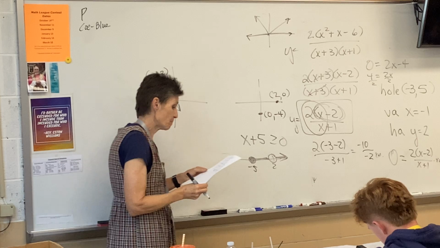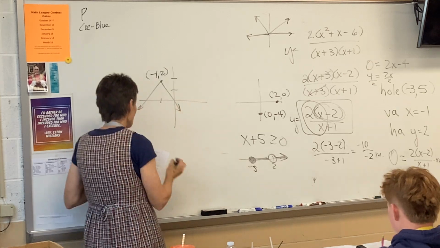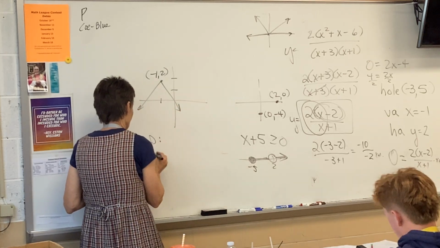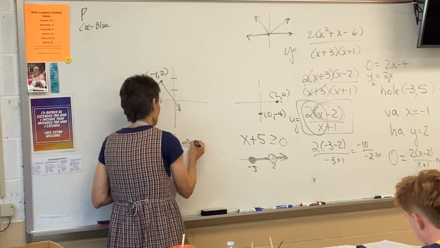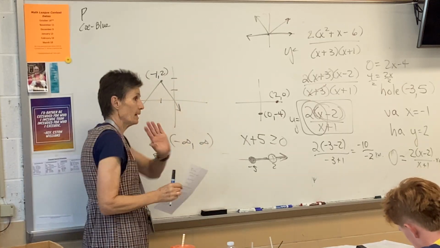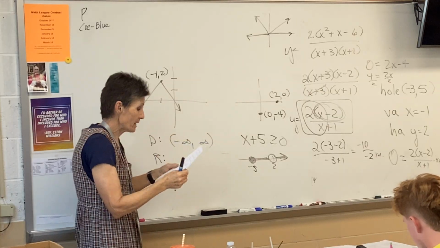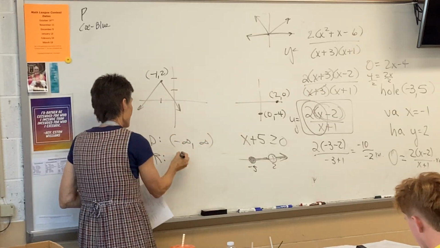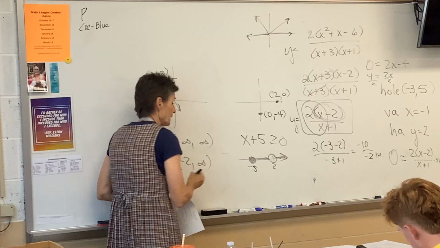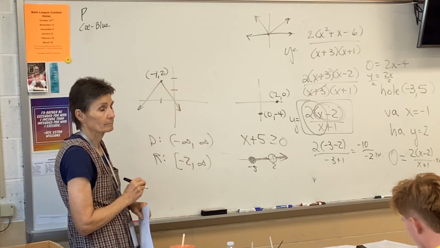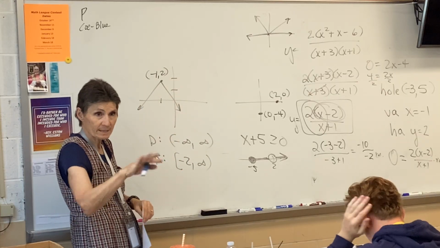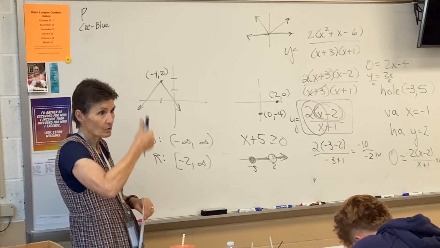All right, consider this picture. What is the domain? All of this. Everything. Left and right, forever and ever. How about the range? -2 to infinity? The lowest point's -2, and it goes all the way up forever.